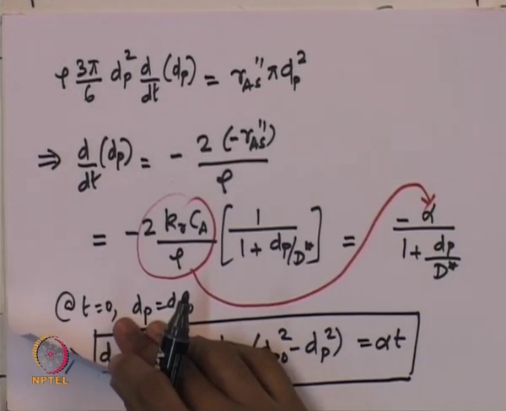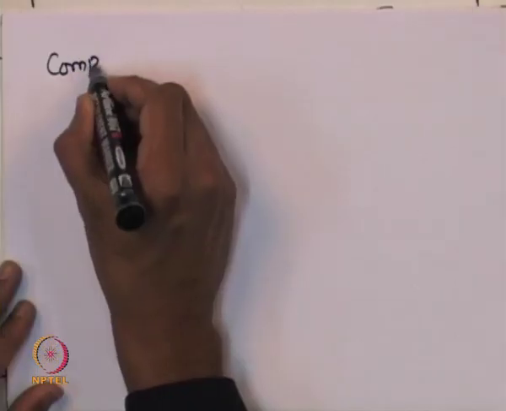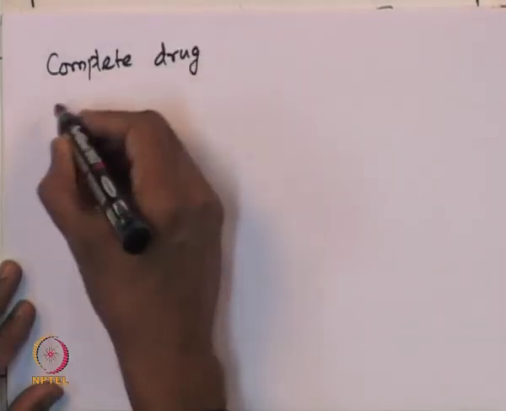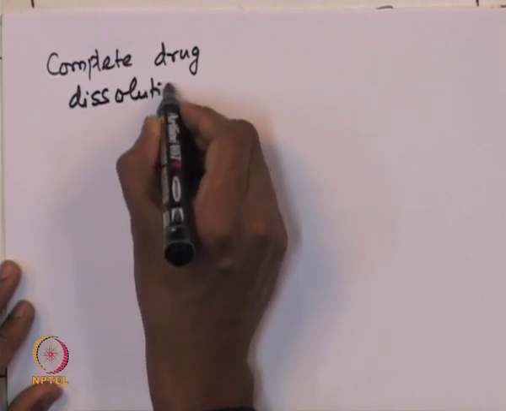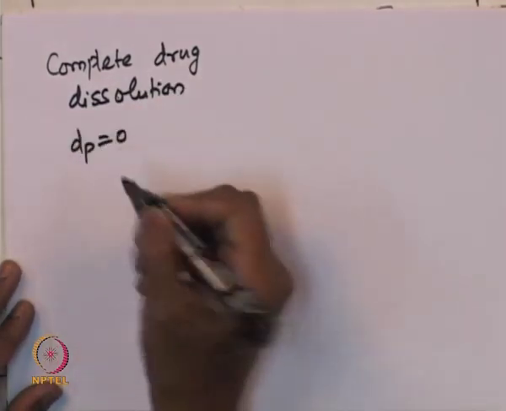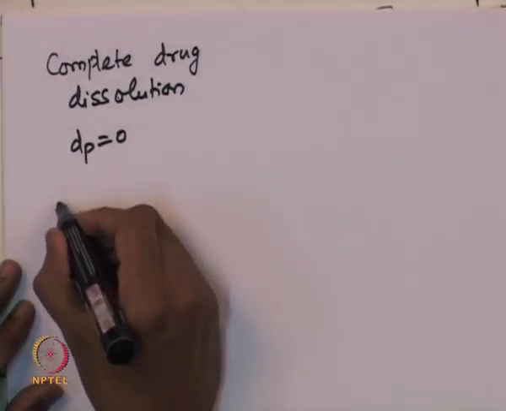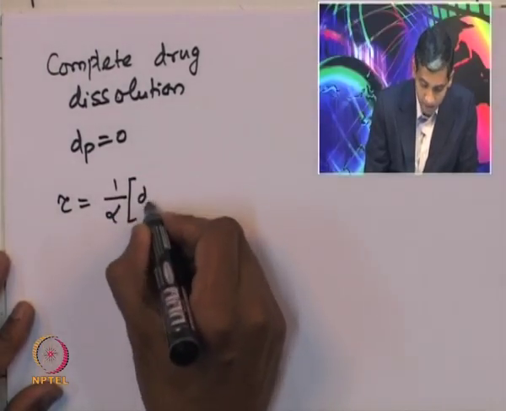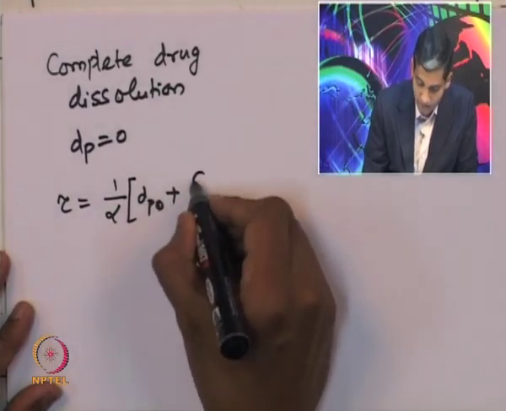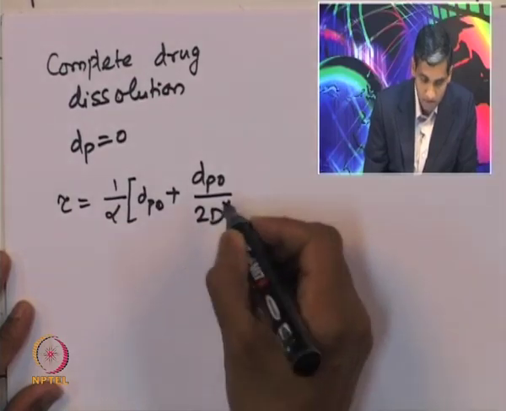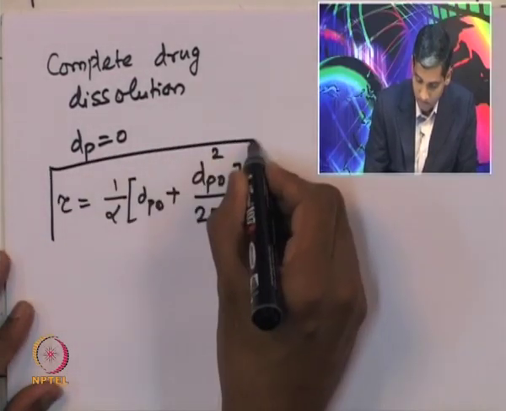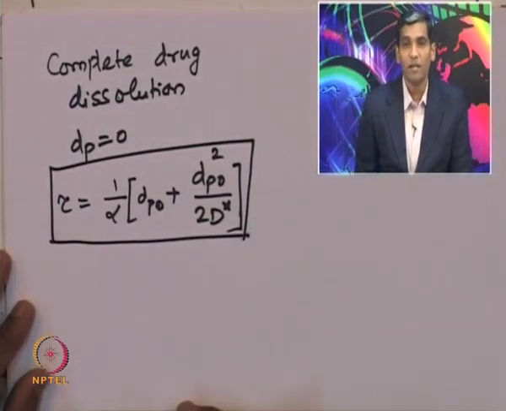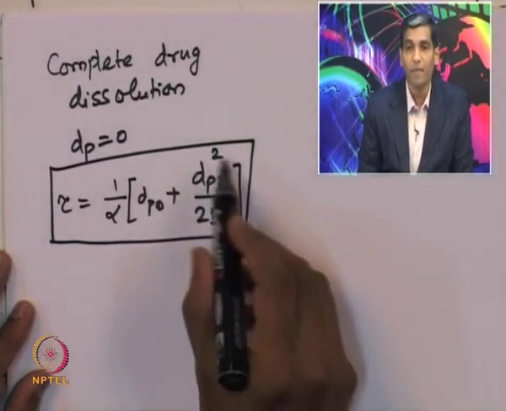Now, in order to obtain a complete conversion for this problem, that is for complete dissolution of the drug, the dp should be equal to 0, that is all the particles are completely consumed, and the time tau, which is the time taken for complete conversion, is given by 1 by alpha into dp0 plus dp0 square by 2d star. So, that is the relationship between the time taken for complete conversion and the diameter of the particle and other properties of the system.